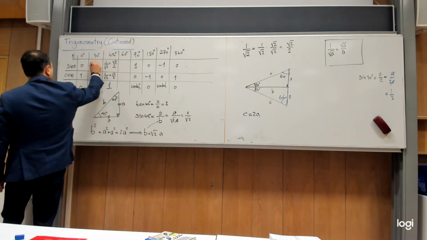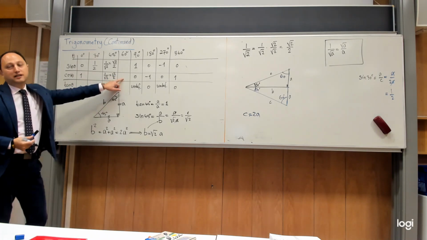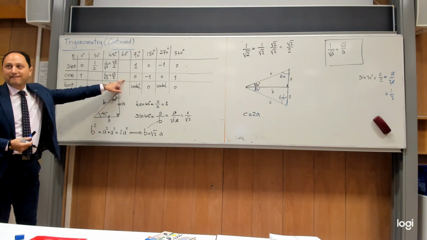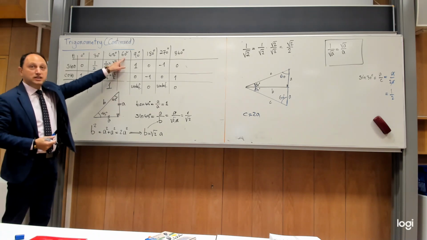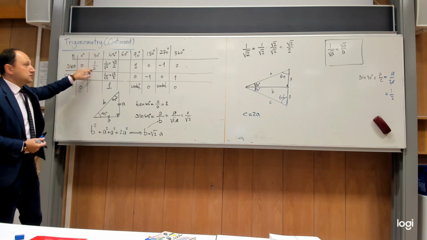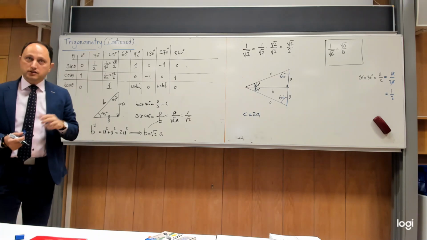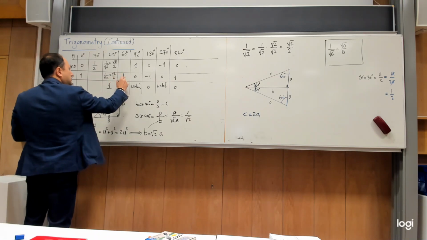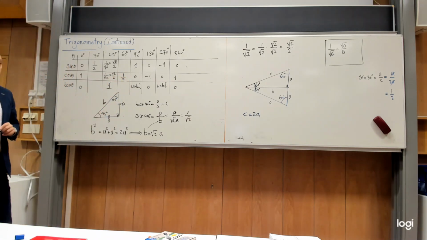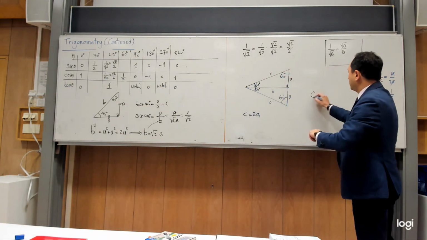It's 1 over 2. Under 1 second, tell me what is the number here? 1 over 2. Why? Because this is 60. It's the complement to 30. So if sine of 30 is 1/2, the cosine of 60 should also be 1/2. So I don't need to calculate this. This is 1/2. Okay? And now here, I go back and calculate cosine of 30.